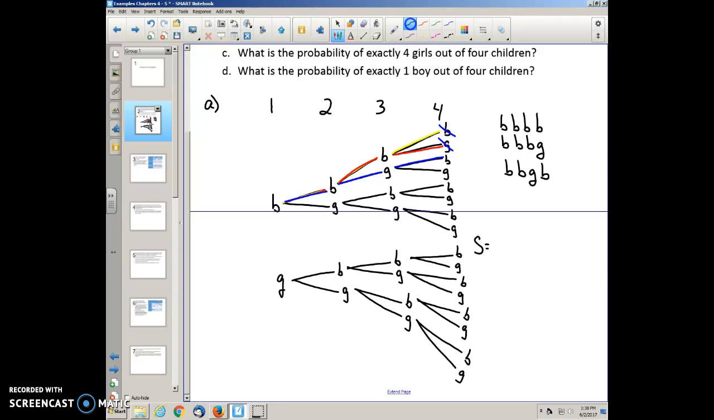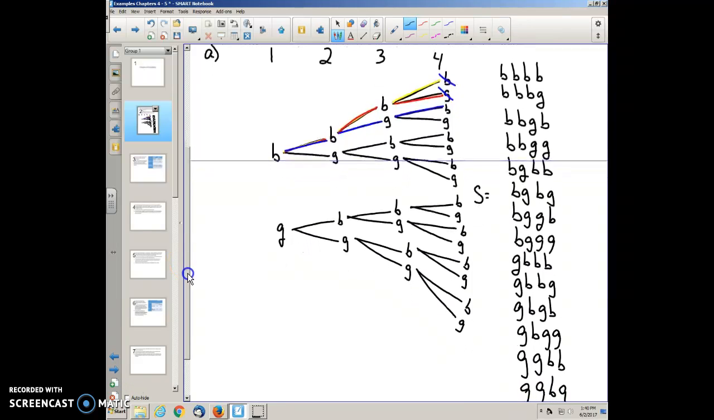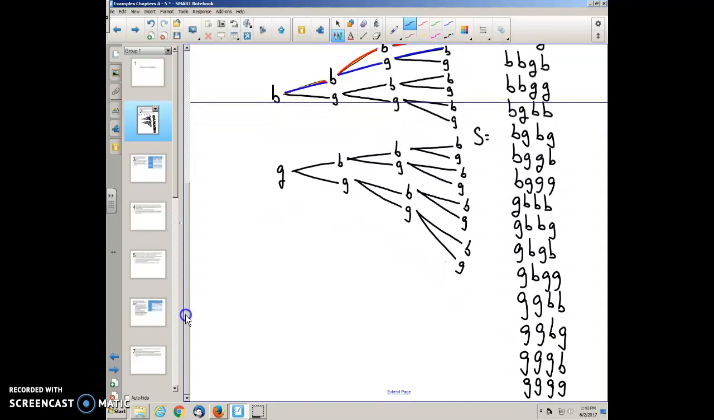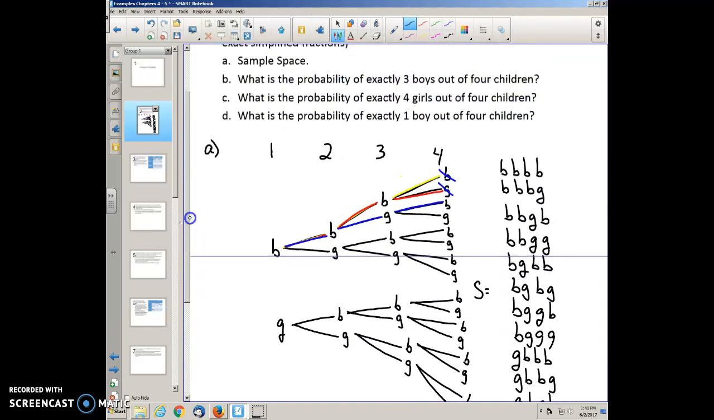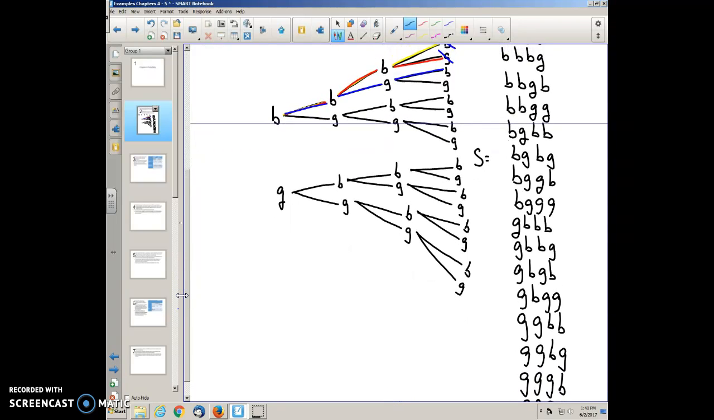And now I'm just going to list the rest of these. I would just continue to do this until I have all possible outcomes. Here I've listed all 16 possible outcomes, following all of those paths. That would be our sample space, and usually that's in curly brackets. We can list them separated by commas in curly brackets.